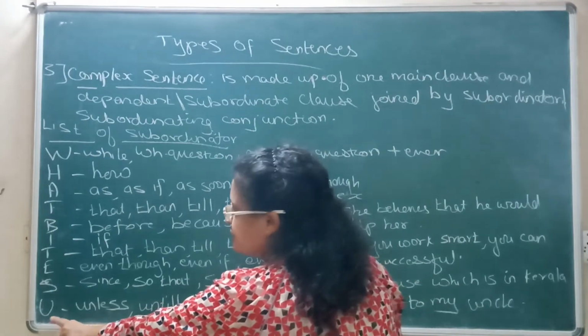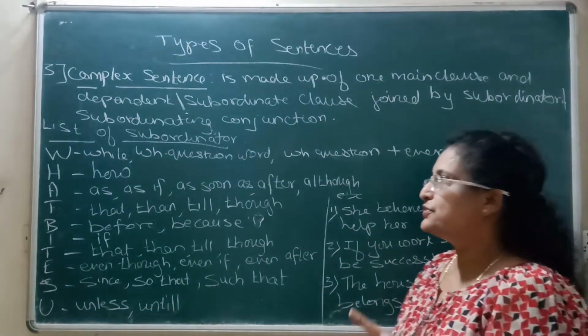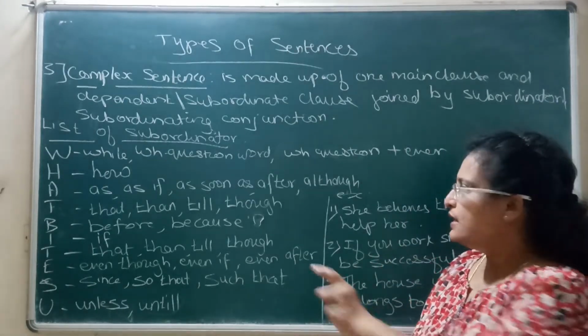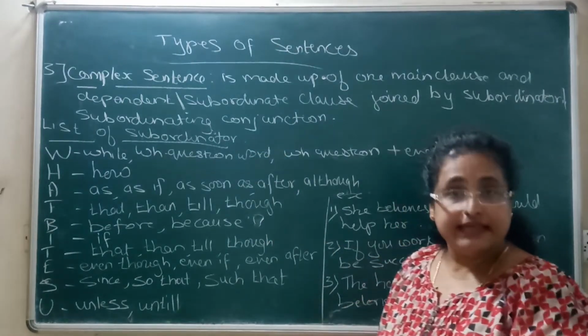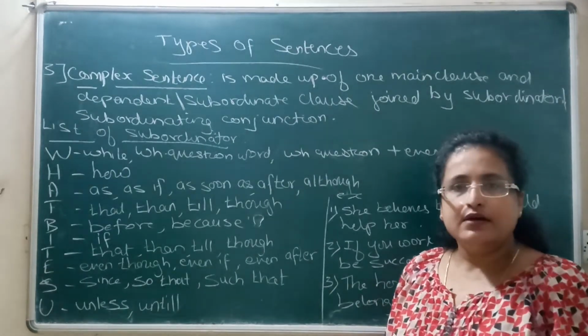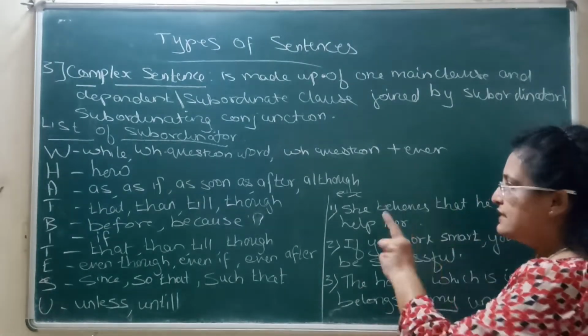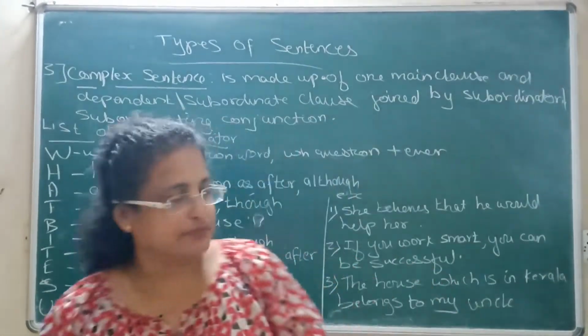Then the last one, U stands for unless and until. I hope you all have understood the subordinators. Very easy to remember. These are all the subordinators that are there in the English language. So just remember WHAT BITES U. Clear, you will be able to remember all the subordinators that are there. Okay, now let's go for the examples.